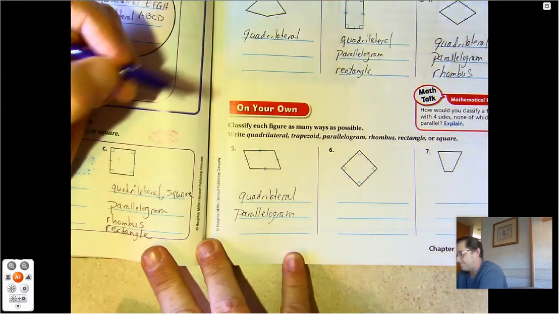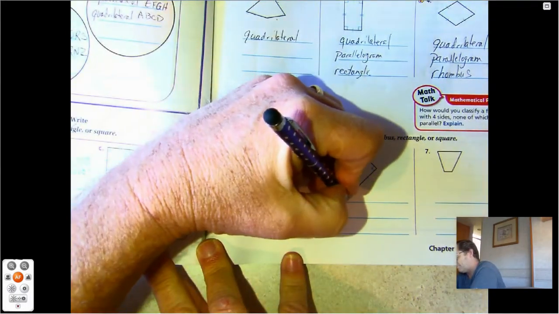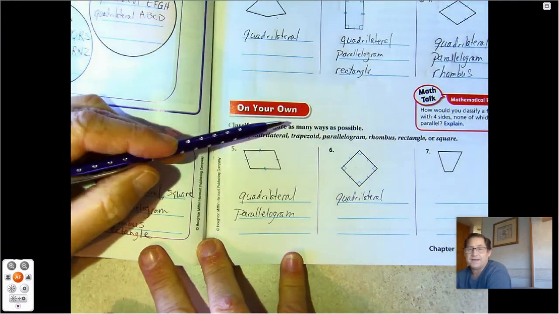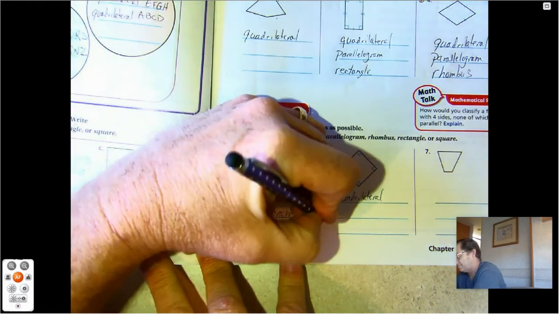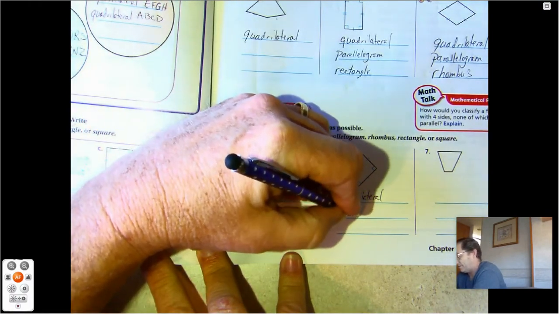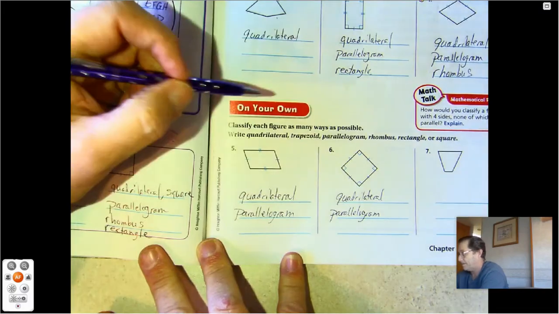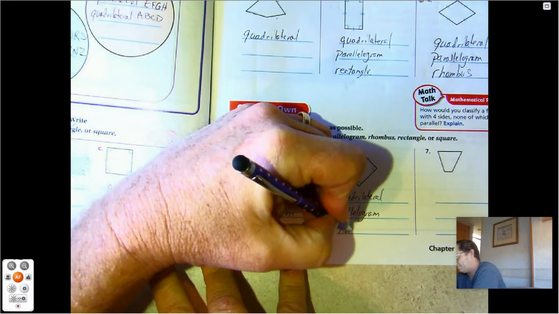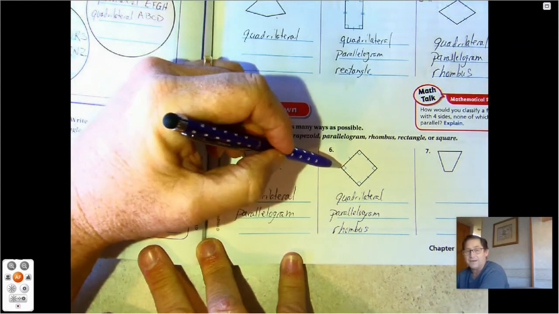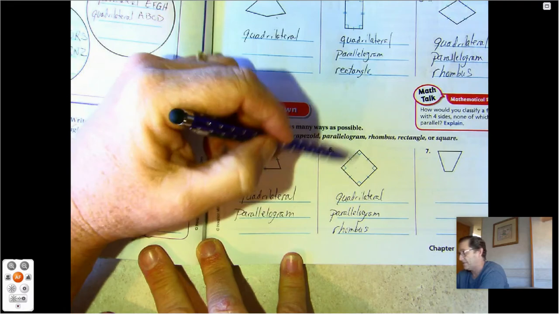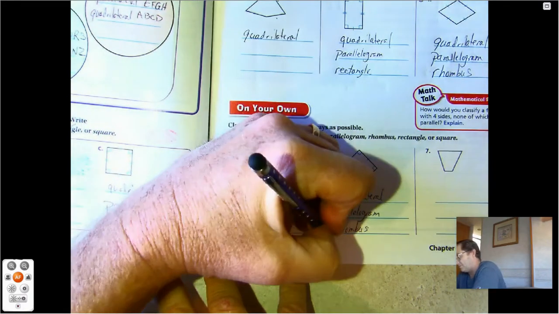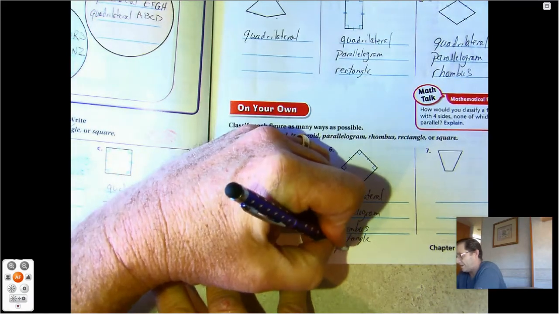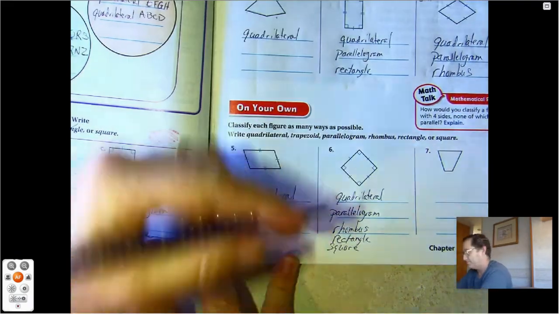Okay, this next shape, it is a quadrilateral. It is not a trapezoid. It has two pairs of parallel sides, which makes it a parallelogram. It is a rhombus. It has four sides of equal length. It is a rectangle because it has two pairs of parallel sides and it has four right angles. And it's a square because it has four right angles and all sides are equal.